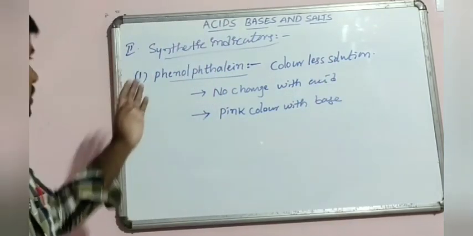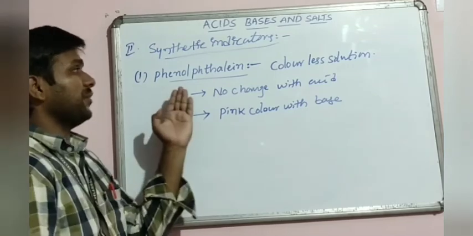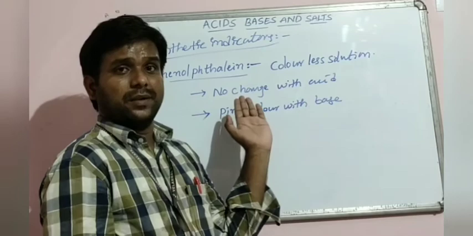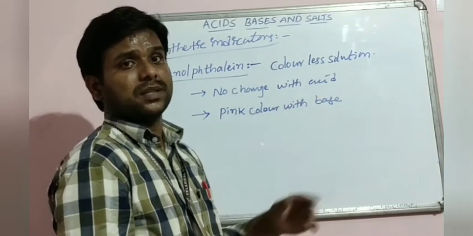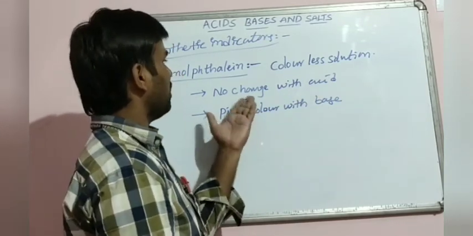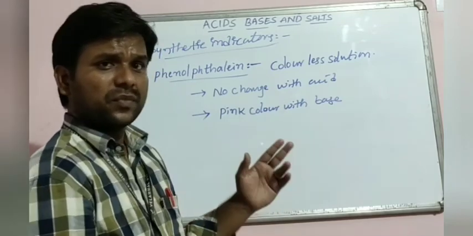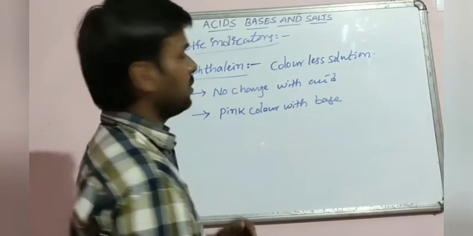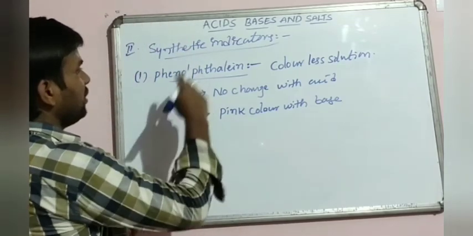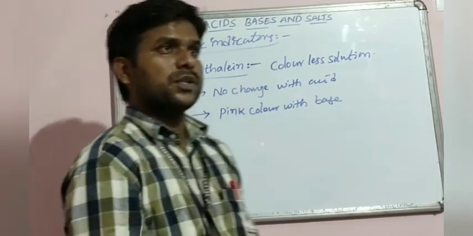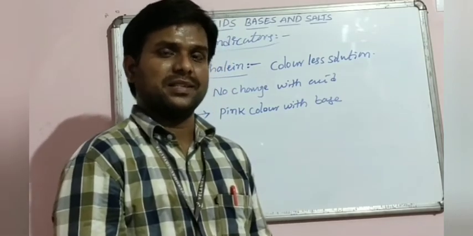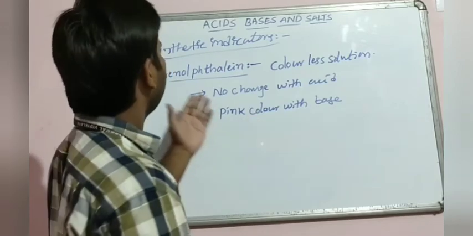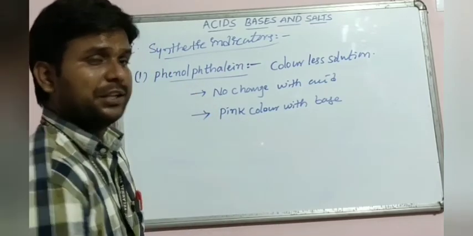So this is one of the synthetic indicators, phenolphthalein. It is a colorless solution, and with acid it is also colorless, with no change. It turns to pink color with base. Generally we use phenolphthalein indicator in the neutralization process, where an acid reacts with a base to form salt and water.